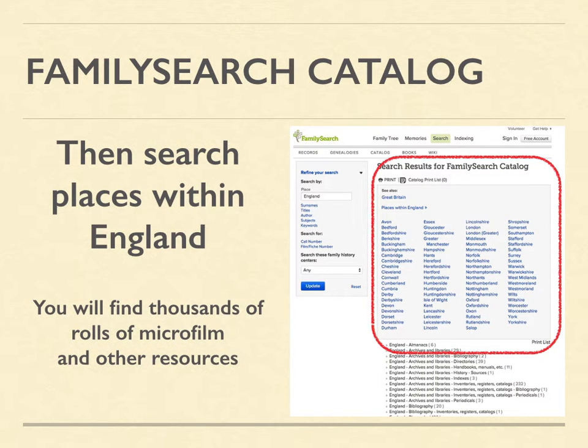You will find thousands of rolls of microfilm and other resources that are available through the FamilySearch catalog on FamilySearch.org. The microfilm records must be ordered through FamilySearch. There is a fee for ordering the films, and they are sent to a local family history center in your area.